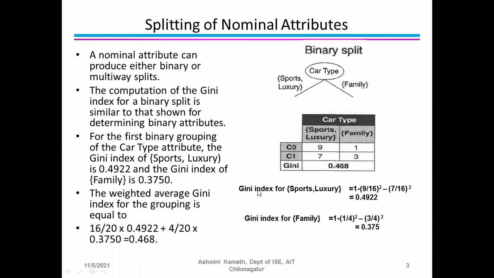Among 20, 16 values are for sports and luxury. So 16 divided by 20, and the Gini index which we have got for sports and luxury is 0.4922. Multiply that with 16 divided by 20, plus 4 divided by 20 into 0.375, which is equal to 0.468. That is the Gini index for this binary split.